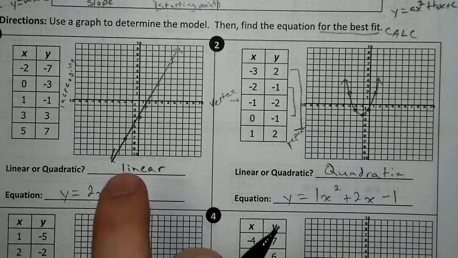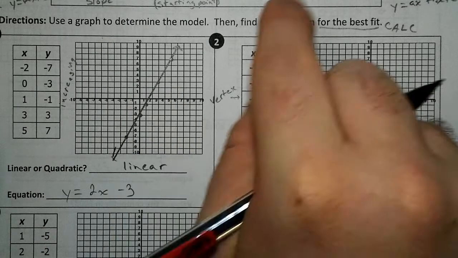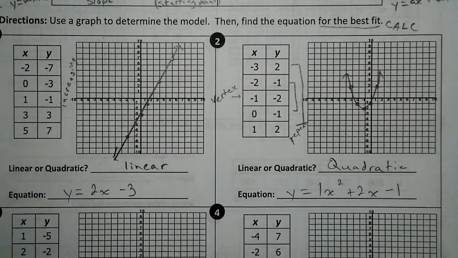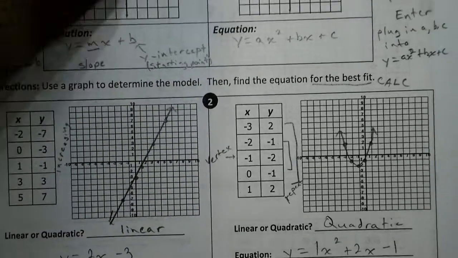So you should be able to look at your points and determine if it's going to be linear or quadratic just from the y values. If you're struggling a little bit with that, then just go through the steps, plot your points, stat, edit, and then build your equation. All right? So let's do a couple more.